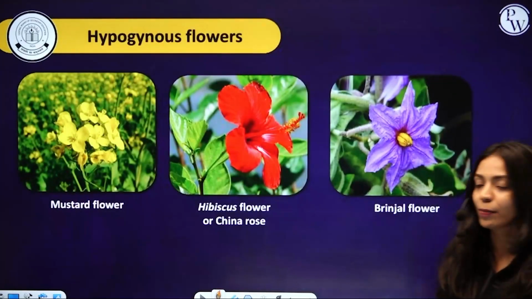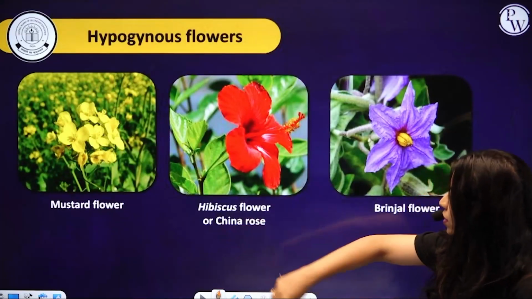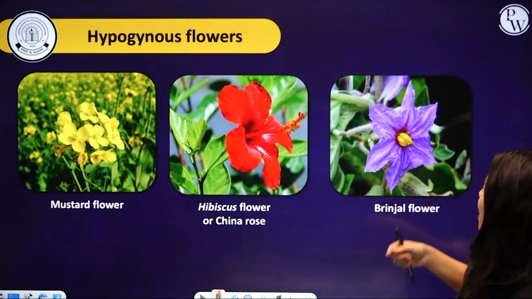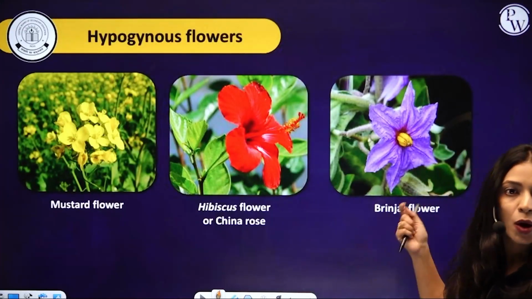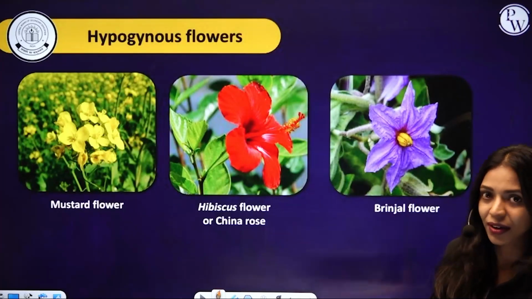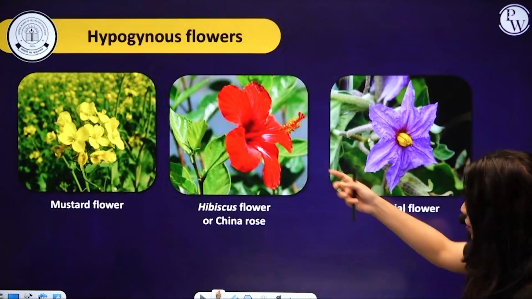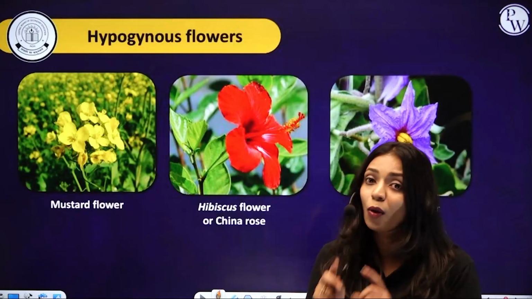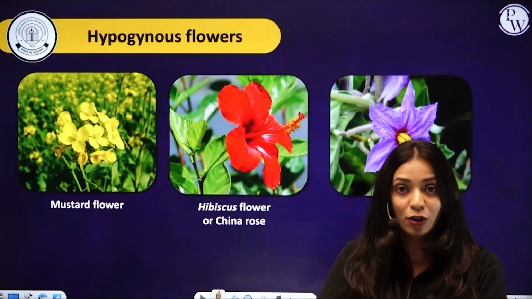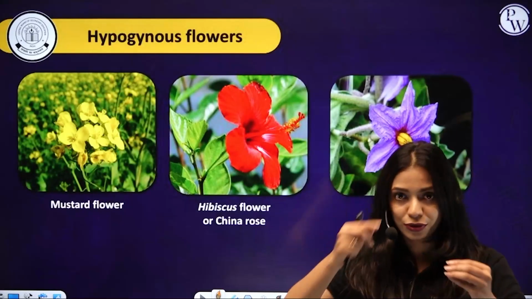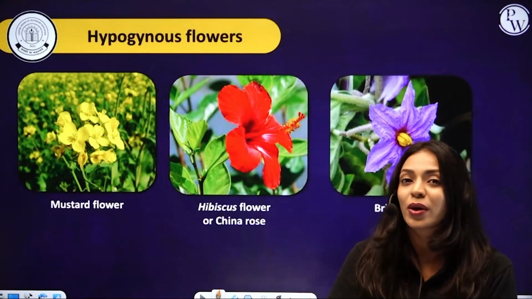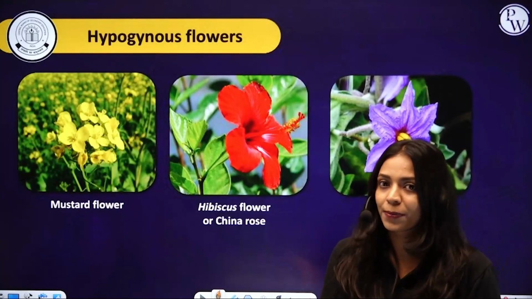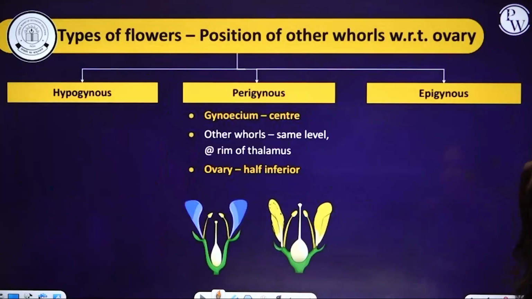Some examples of hypogynous flowers include mustard flower, hibiscus flower, which is also called shoe flower, China rose, and brinjal. All of these are examples of flowers that are hypogynous. Next time you see a hibiscus flower, you can check how all of the other whorls are arising from below the gynoecium. Once you peel off the sepals, take out the petals, remove the stamens, inside that is where you will find the gynoecium, right? So all other whorls are arising from below the ovary. Okay, so that is about hypogynous flowers.